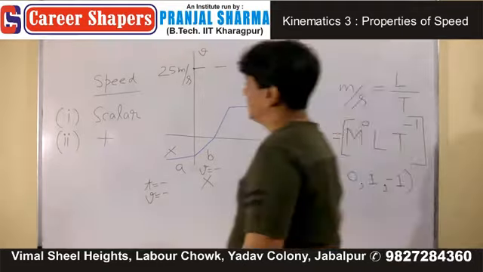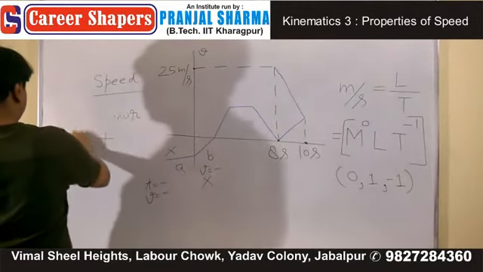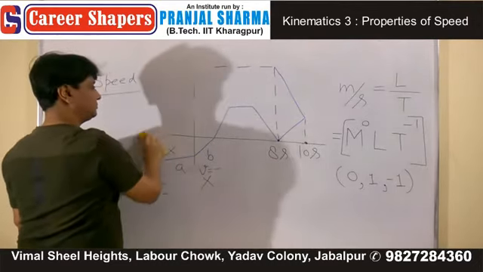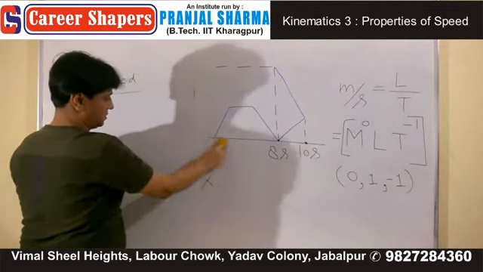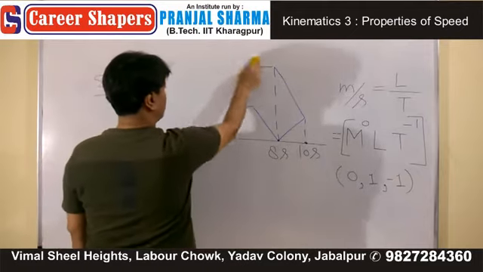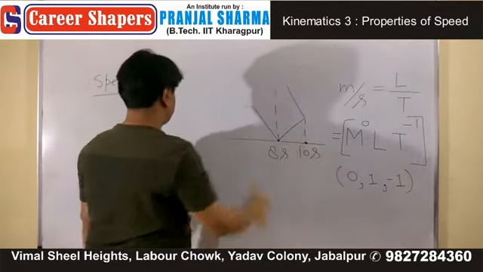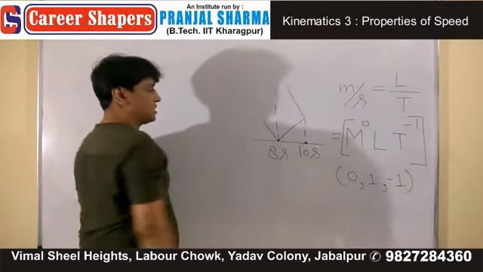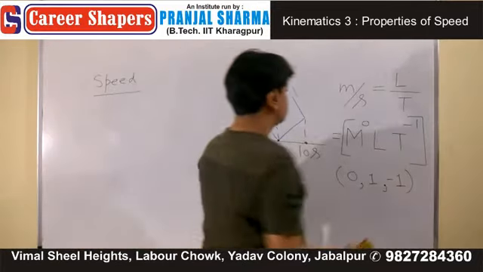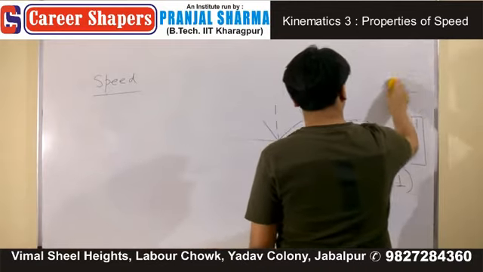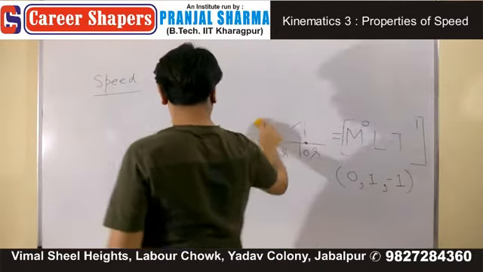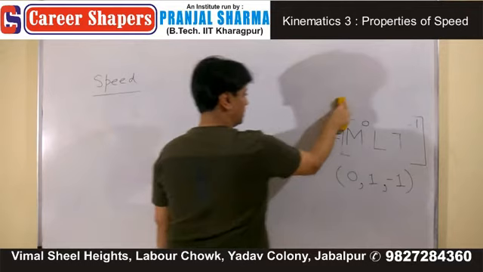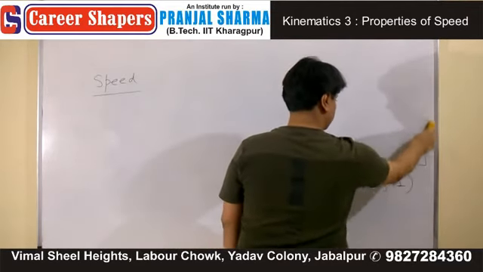Now, once we have defined properties and we have understood the graph of speed versus time, write down the next thing, not the point, it's not the property, write down the next line. Speed is defined in two ways. Speed of an object is defined in two ways.